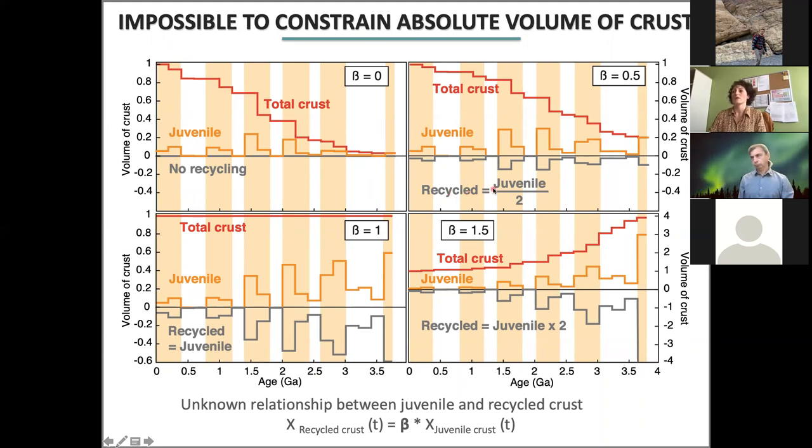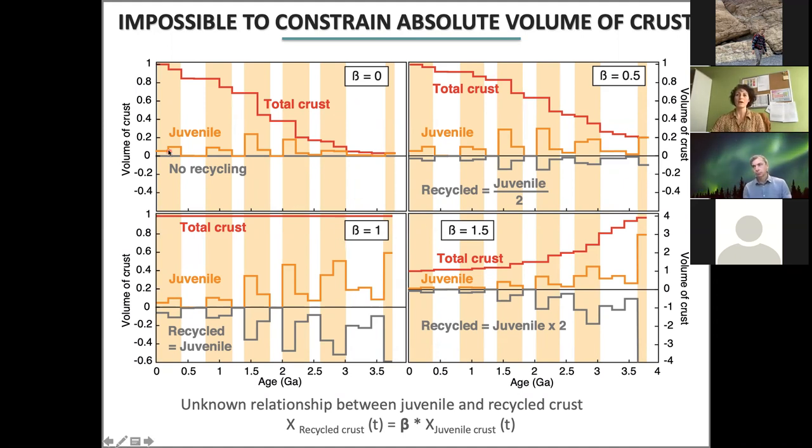If you assume that recycling is half the production of juvenile crust, then you also have a total volume of crust that increases, but more slowly. If you assume that the volume of juvenile crust is similar to the volume of recycled crust, then the volume does not evolve through time. It's constant, and it's probably the situation for the past 300 million years. And finally, if you assume that you have more recycling than production of juvenile crust, then you have a decrease in the total volume.